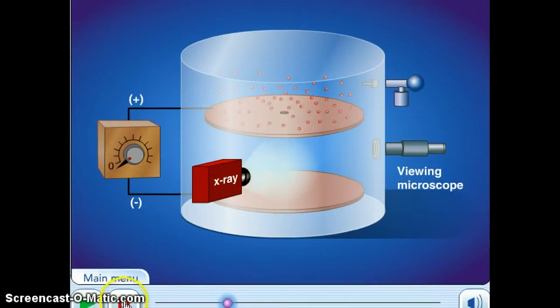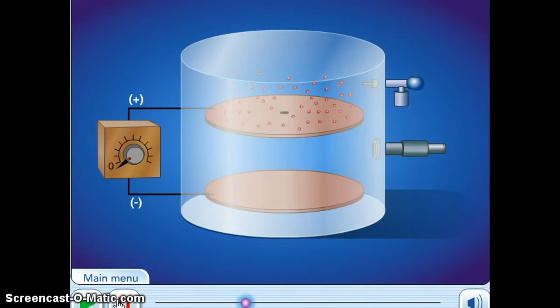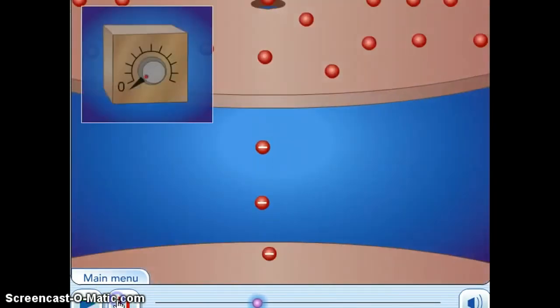So he's shining this X-ray, and you can see through the microscope here what's happening to the oil droplet. You can see here that it's marked as negative. The reason is that the electrons from the air around it, which has been ionized by the X-ray, jump onto the oil droplet, and there's a variable number of electrons on each oil droplet. You might have 10 electrons here, you might have 20, you might have 100. So different numbers of electrons are on each oil droplet.